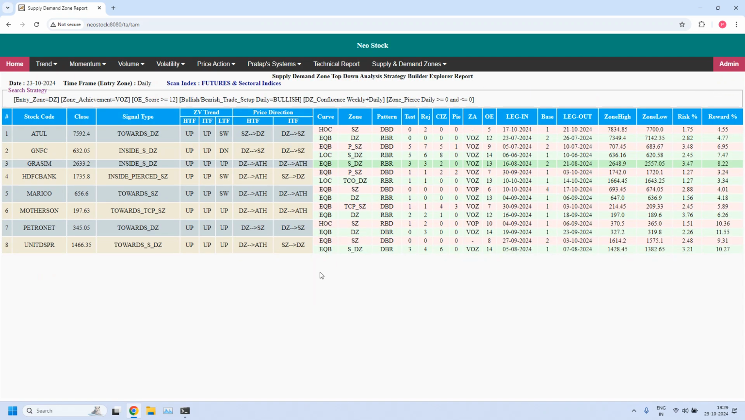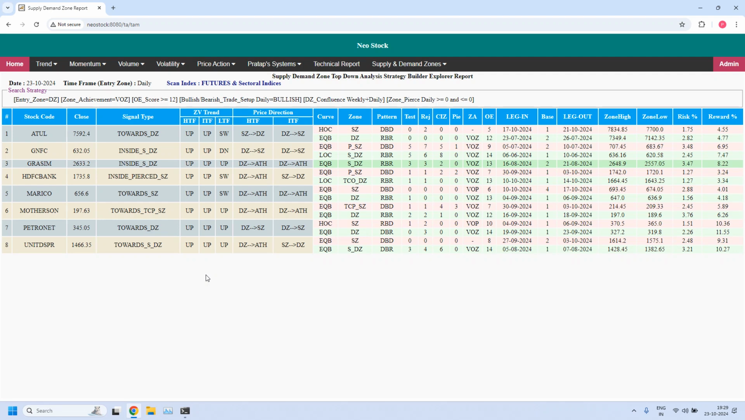Out of 16, how many will filter? 8 stocks. So these 8 are high probability supported stocks, because all these 8 demand zones are part of the weekly demand zone. And weekly means ITF. ITF trend is uptrend. Always bullish trade setup, ITF trend is uptrend.